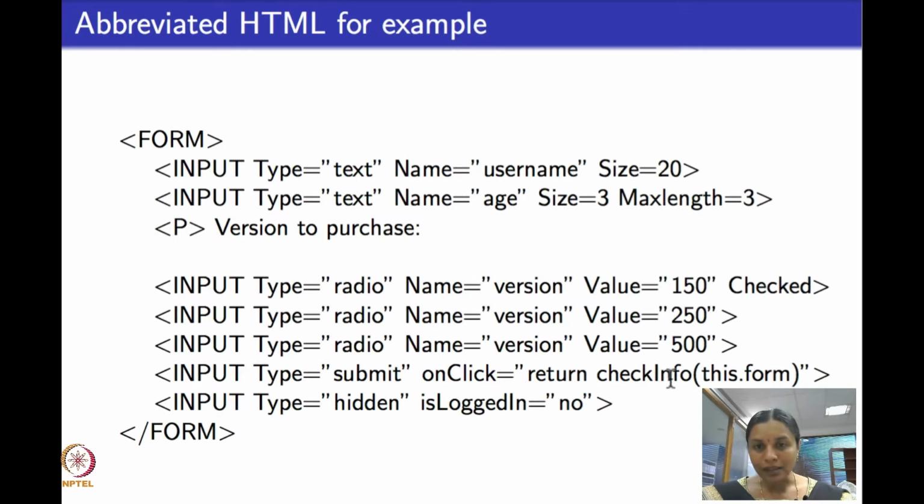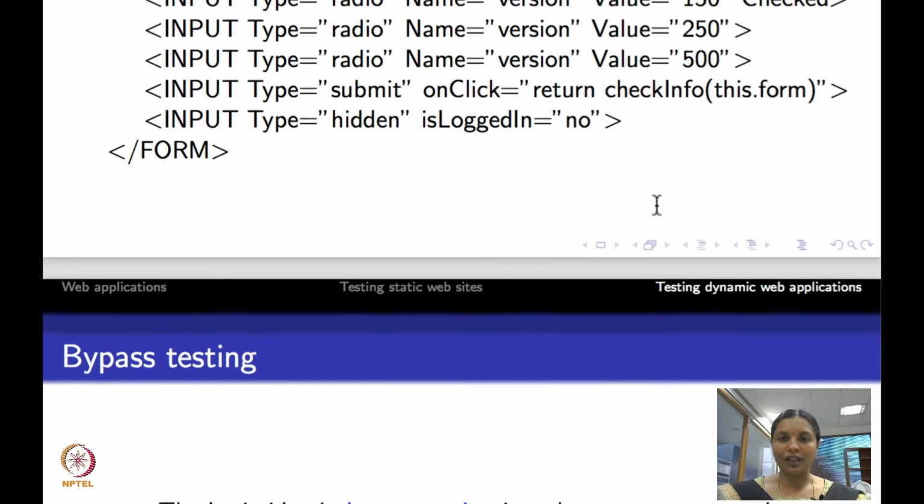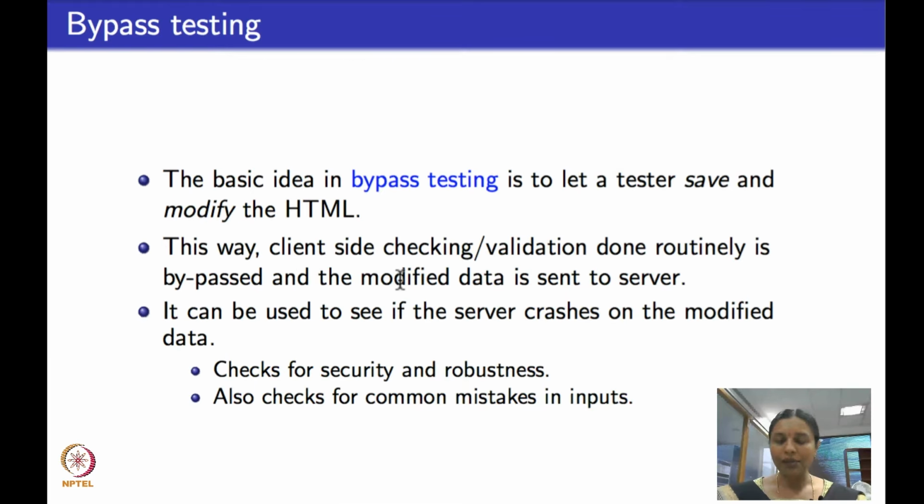This is the place where the validation happens. Check info this form checks whether this form is correct, and then there is some other flag which is set, which is logged in no. I want to bypass this validation and directly feed a wrong input to the server. So the idea is to let a tester save this kind of HTML and directly modify it. This way, the client-side checking or validation that is run routinely as a part of the client script validation is bypassed, and the modified data will be directly sent to the server.